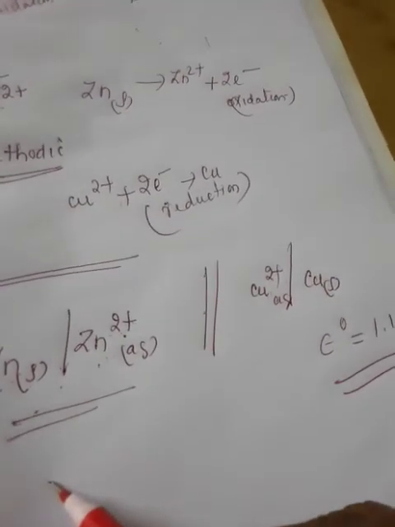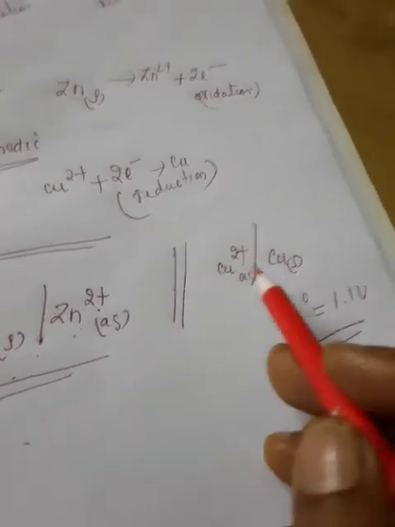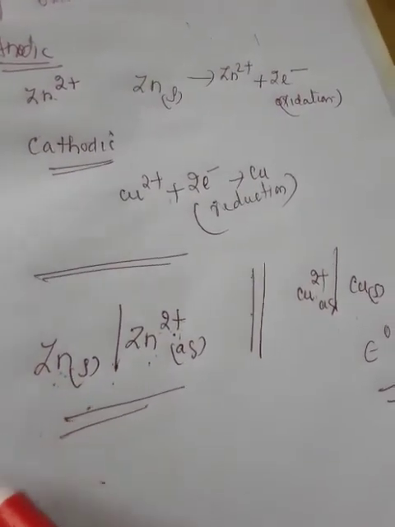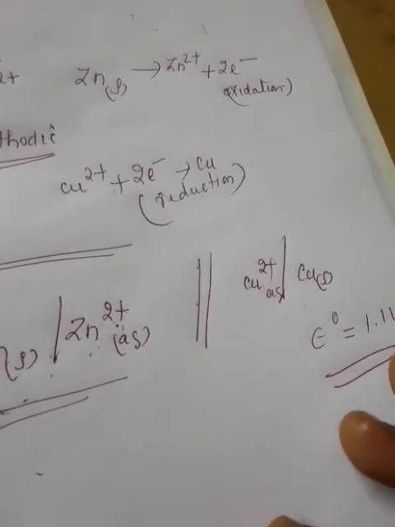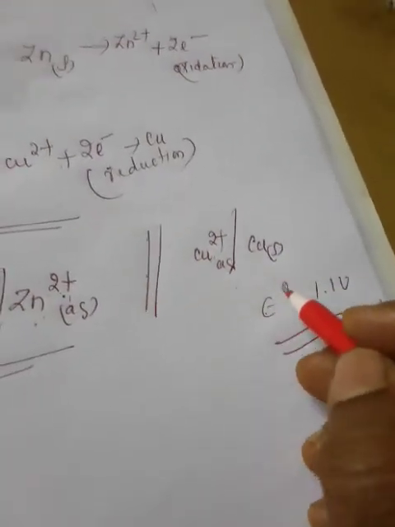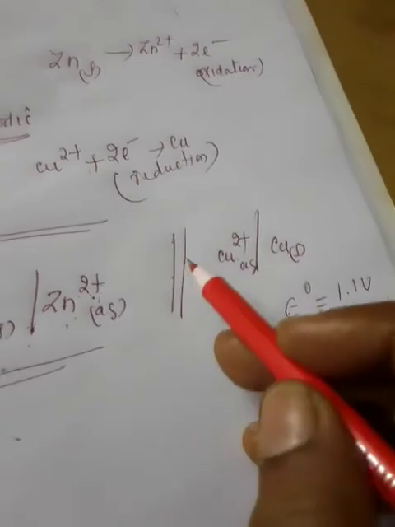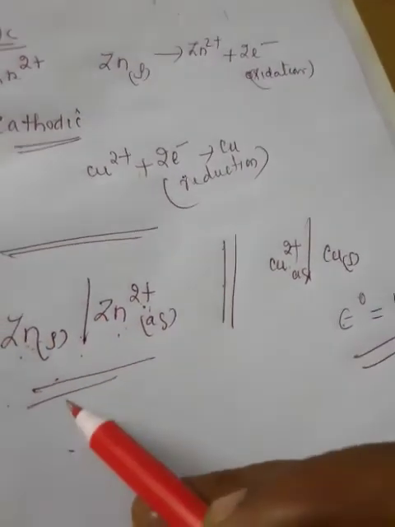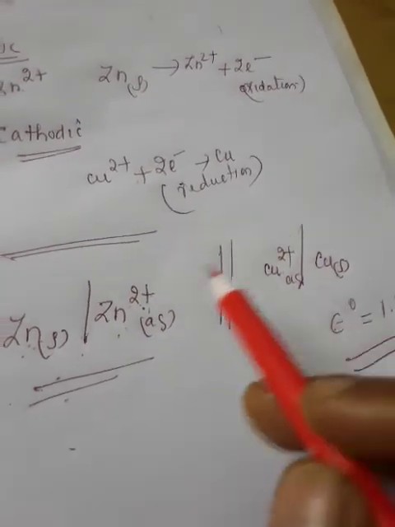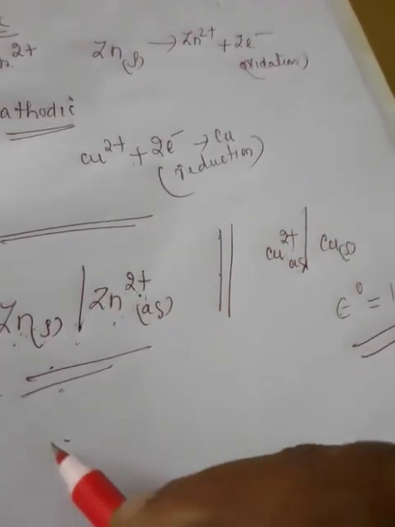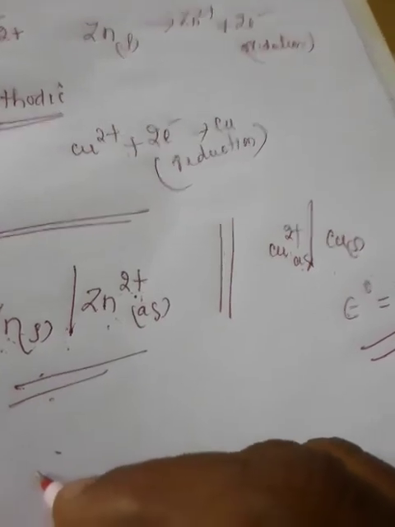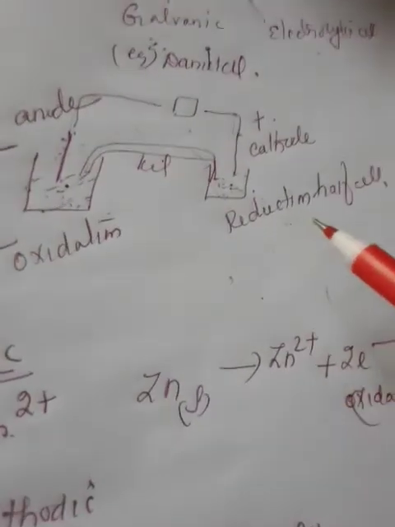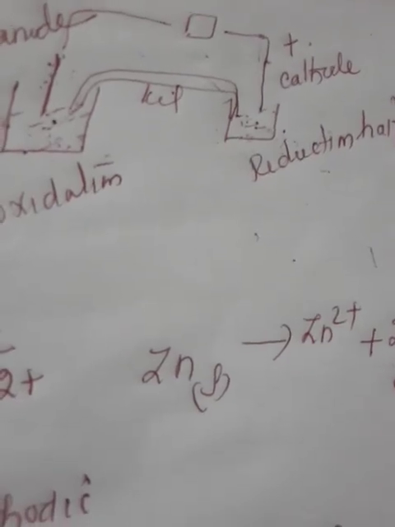This is the anode compartment, extreme left, and this is the cathode compartment, extreme right. Standard EMF E0 is 1.1 volt. This is the salt bridge. This is the phase boundary, anode half cell, cathode half cell. This is the galvanic cell notation. This is a very important 3-mark question. Daniel cell is also important, it is given in the book on page numbers 45 and 46.